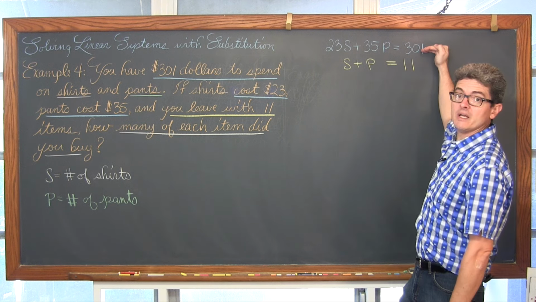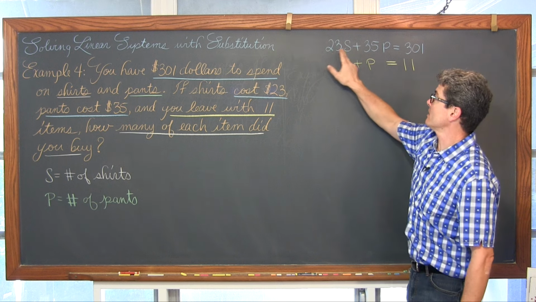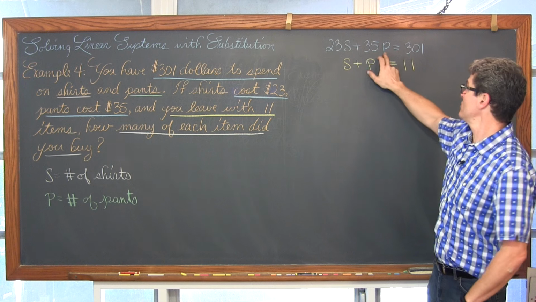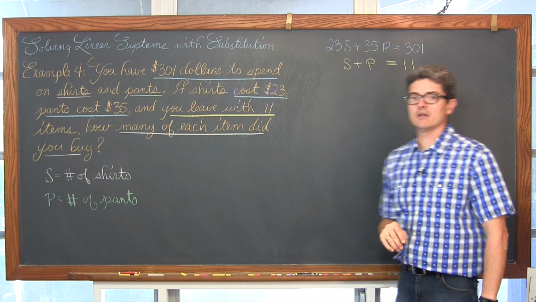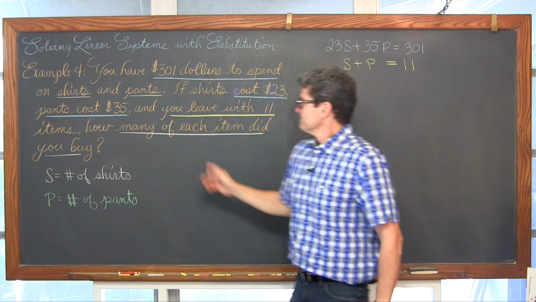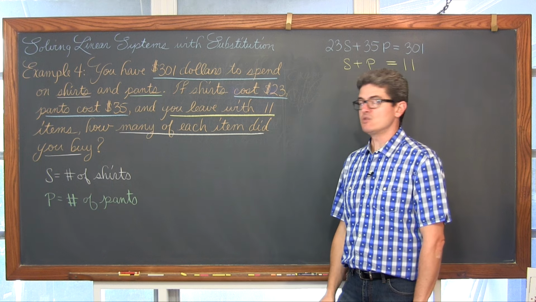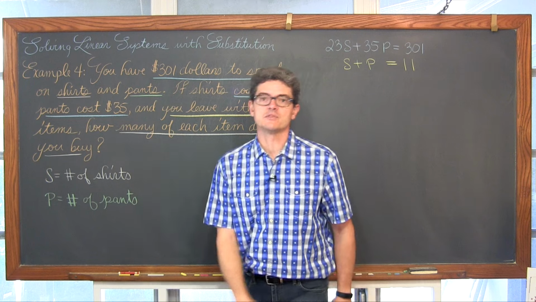We have an equation for money, and we have an equation for the number of items. $23 times each shirt you buy, plus $35 times each pair of pants you buy, coming up with a total of $301, along with the fact that we bought those 11 items. Getting to the end of that question, where it says how many of each item did you buy, that final question is what helps you define what the variables are.